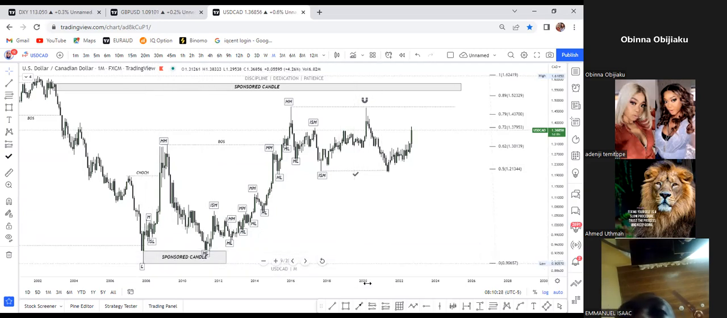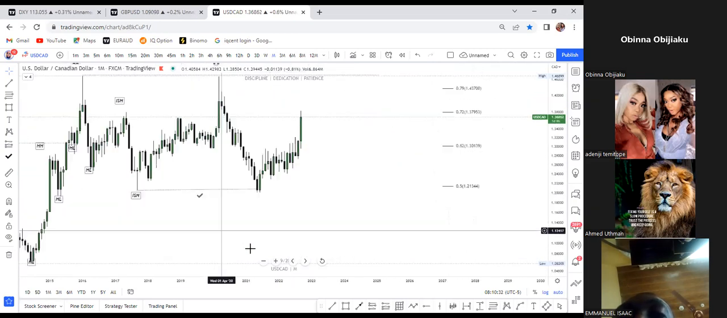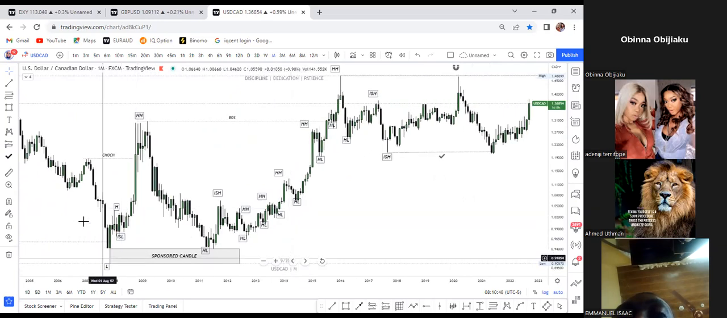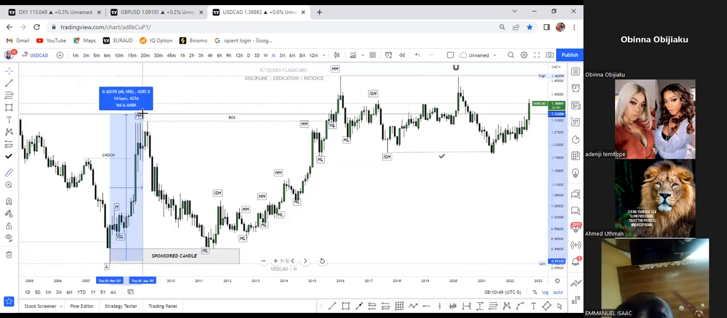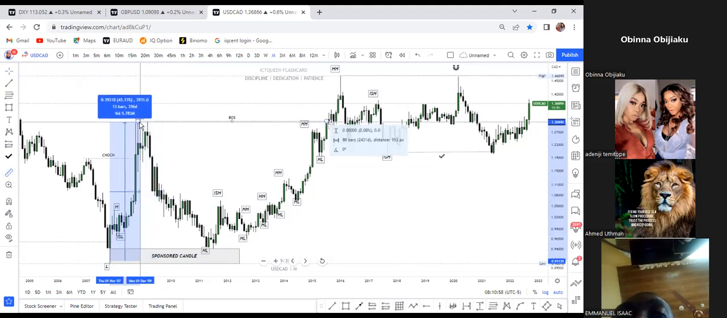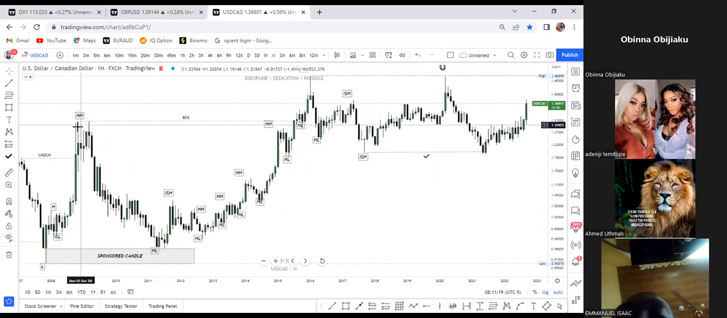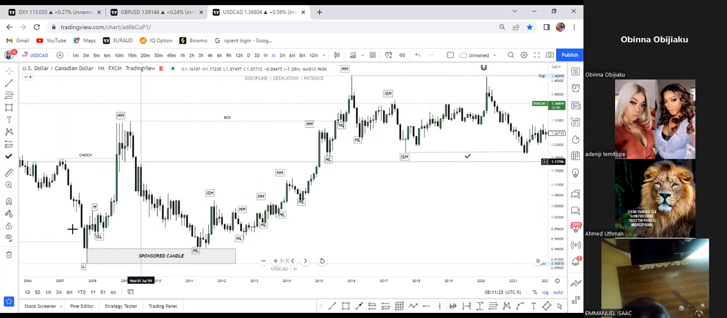Now, let's see how many candles created that high. From this point, let's measure the candles. We have 13 candles to create this high, right? 1, 2, 3, 4, 5, 6, 7, 8, 9, 10, 11, 12, 13, 14 candles, because this is the high right here. Let me count again: 13 candles created the high.